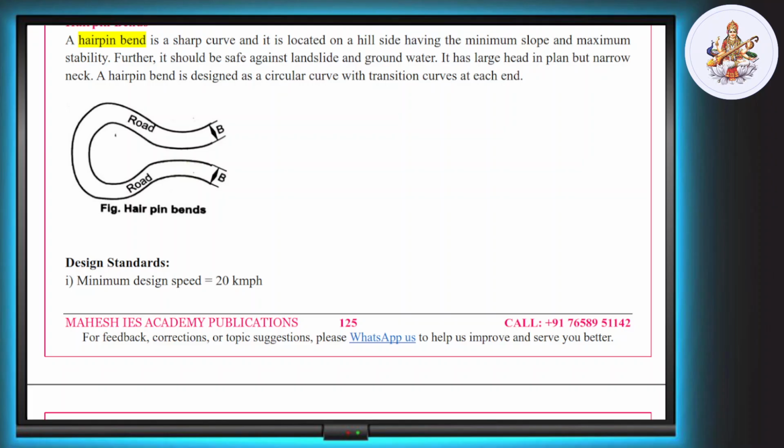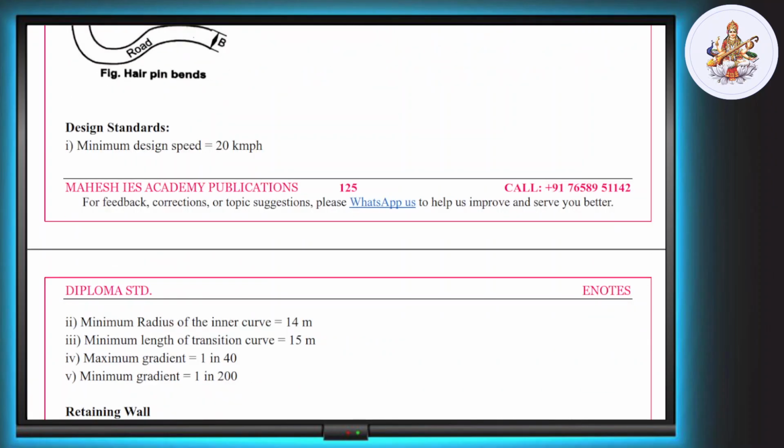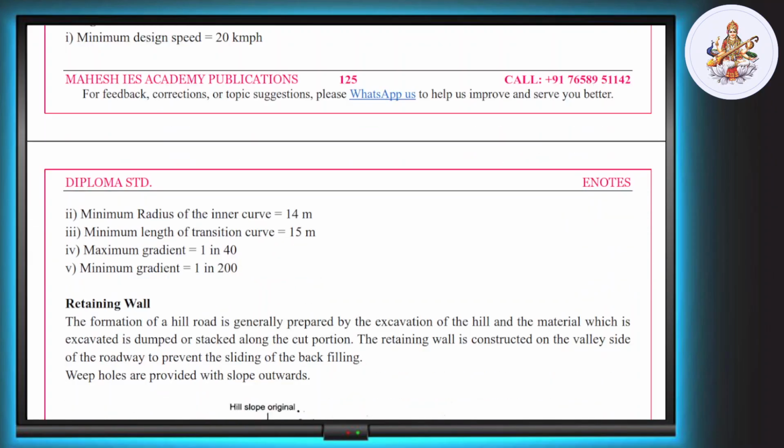Design standards for hill roads. Let's note down some important values for design. Minimum design speed 20 km per hour. Minimum inner curve radius 14 meters. Transition curve length 15 meters. Maximum gradient 1 in 19.40. Minimum gradient 1 in 200. Exam tip: learn these values. Especially gradient and radius, they often come in MCQs.